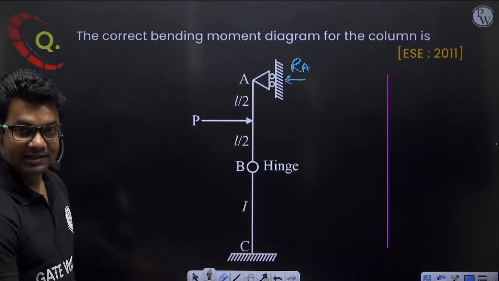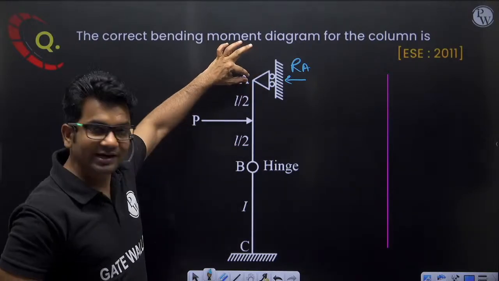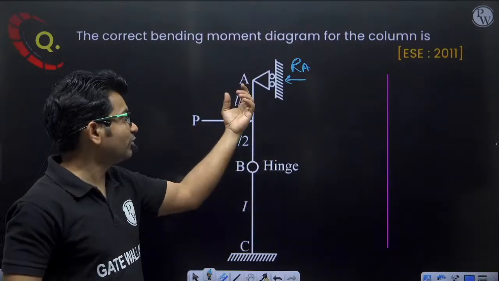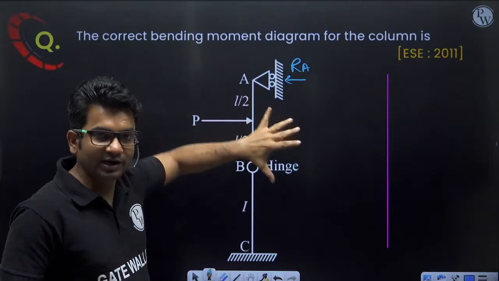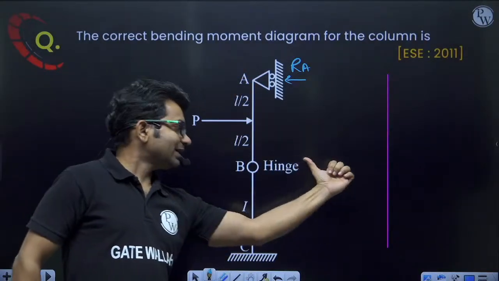See, in this type of question, what you can do: this is acting like a simply supported beam. This hinge, if you take this much part away, this part will also act like a simply supported one.